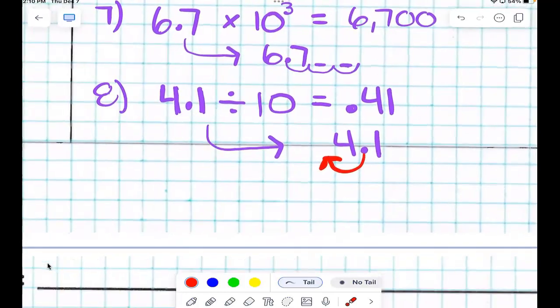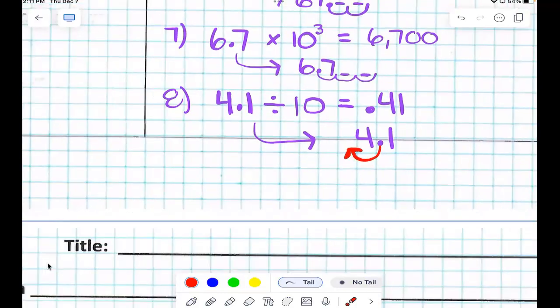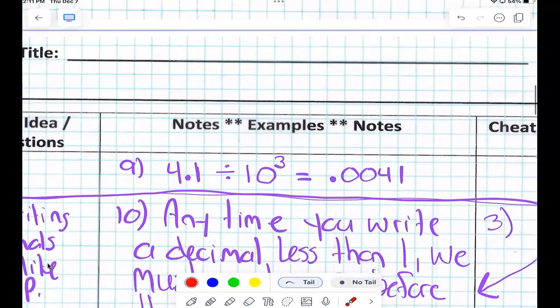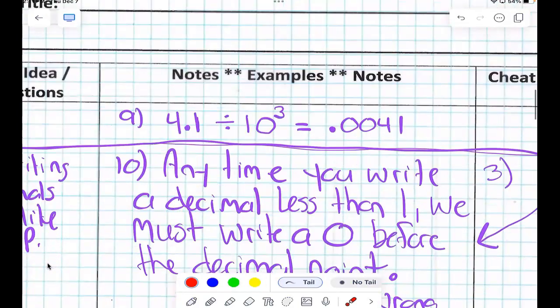So we were saying that when you divide, which way do you move your decimal point, left or right? Left. And it always has to be by a power of 10. Because division and multiplication, they're really what? Opposite. So when you multiply, you go to the right. When you divide, you go to the left.